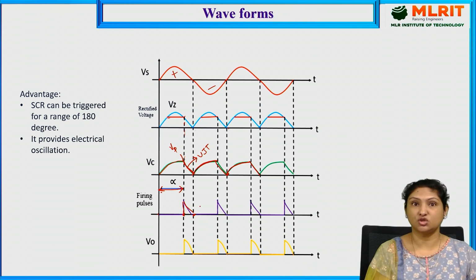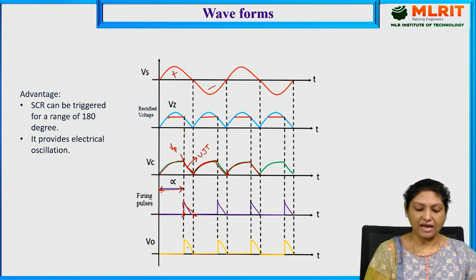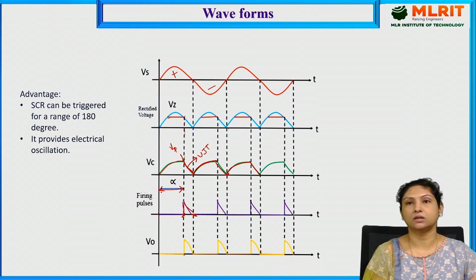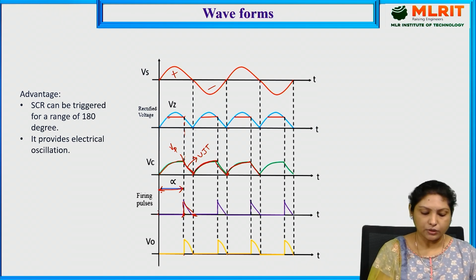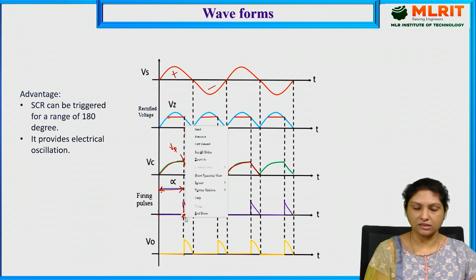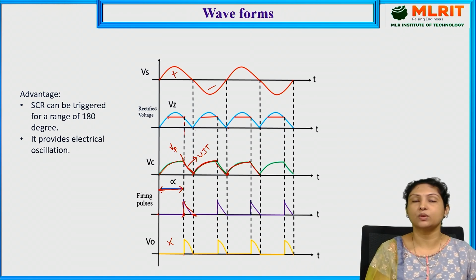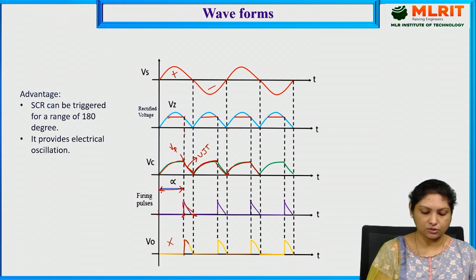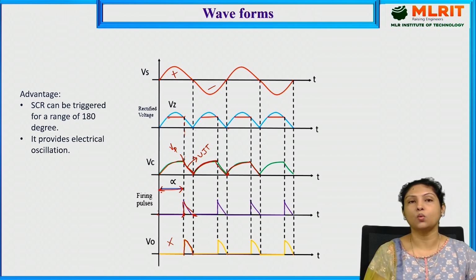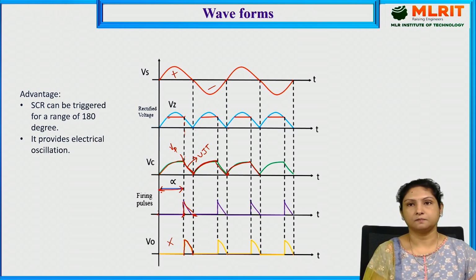If you see, this is the firing angle, and this is the required triggering pulse which is being generated, such that from this instant to this instant the SCR is turned on. During the firing angle period, from this instant to this instant, the SCR is off and there is no output voltage. Whereas at this particular instant, since we are providing the triggering pulse, it is turned on, and that is how we get output voltage from this instant to this instant.